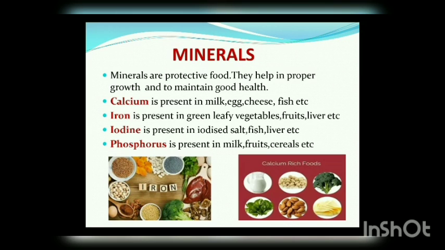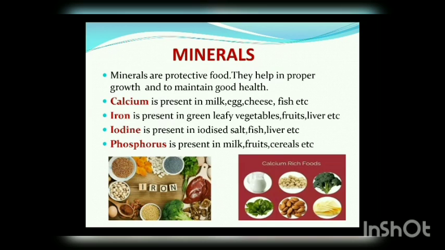Next component of food is minerals. Minerals are protective food. They help in proper growth and to maintain good health. It means both vitamins and minerals are protective foods which protect us from various diseases and keep our body healthy. Some of the minerals are calcium, iron, iodine, phosphorus, etc.